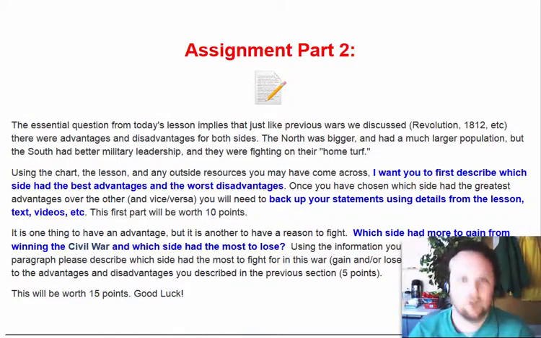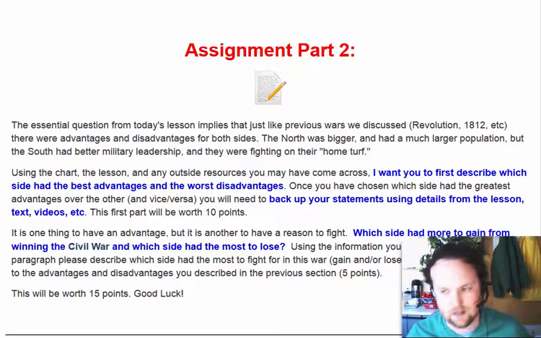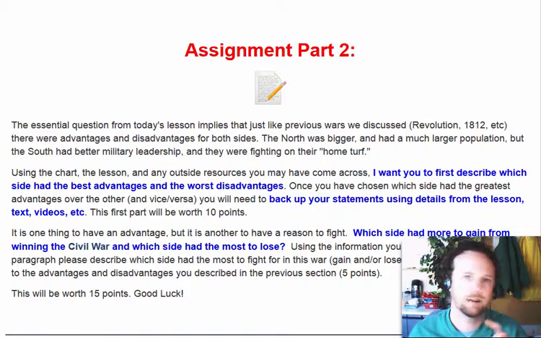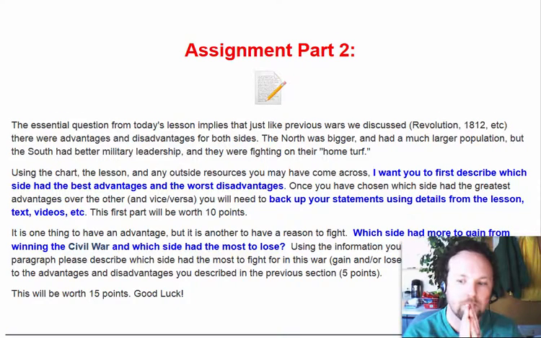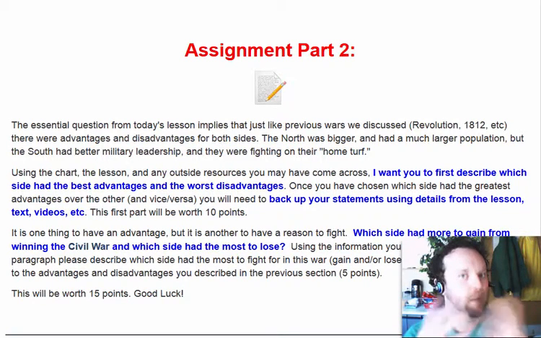Which brings us to our assignment for today. The essential question from today's lesson implies that just like previous wars we discussed, French and Indian War, the Revolution, War of 1812, there were advantages and disadvantages for both sides. The North was bigger and had a much bigger population, but the South had better military leadership and they were fighting on their home turf.